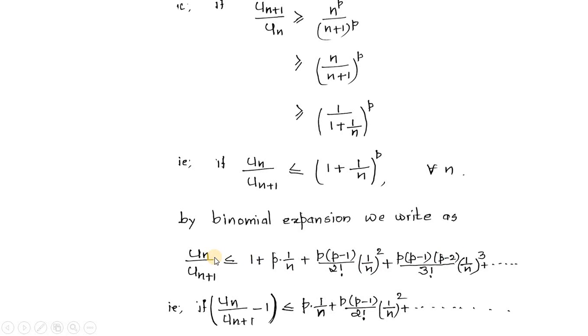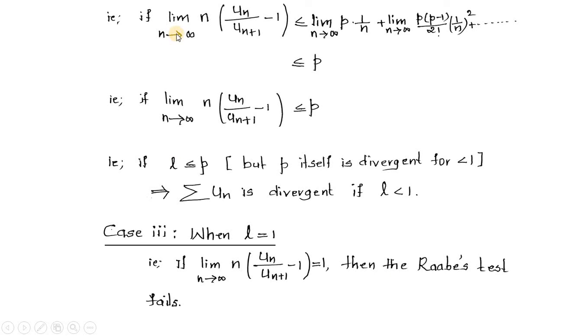Again, take 1 to the right hand side. We have un by un plus 1 minus 1 is less than or equal to p into 1 by n plus p into (p minus 1) by 2 factorial into (1 by n) whole square, plus so on the terms. Again, apply the limit on both sides. The right hand side is left with only p, so L is less than or equal to p, but p itself is divergent for p less than 1, which implies that sigma un is divergent if L is less than 1.